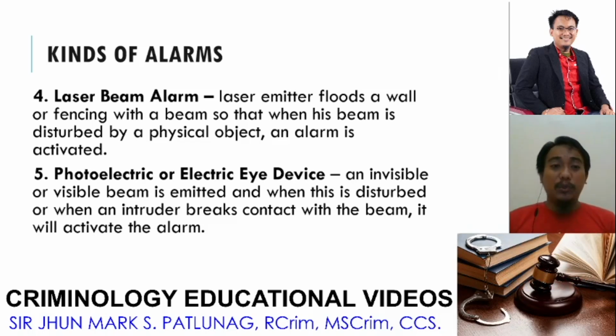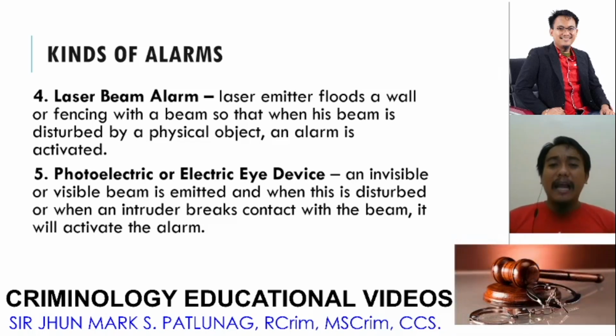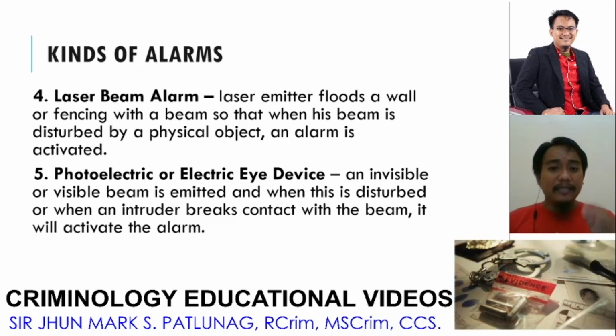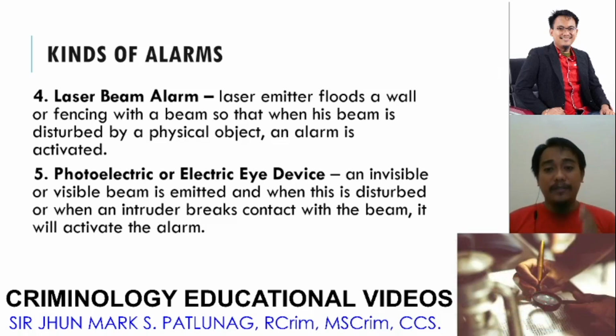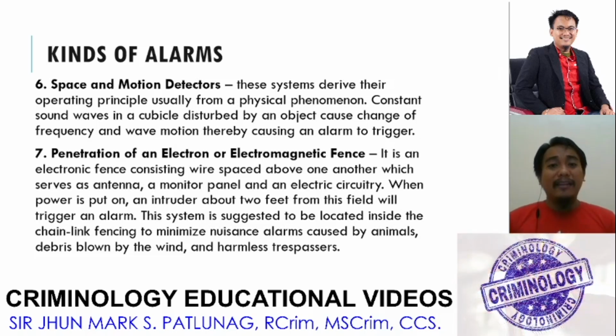Number 5 is photoelectric or electric eye devices. An invisible or visible beam, it could be invisible, hindi nakikita, or pwede ding makita, is emitted, and when there is a disturbance of the beam because of the intruder's break or contact with this beam, it will automatically activate the alarm. Number 6, space and motion detectors.